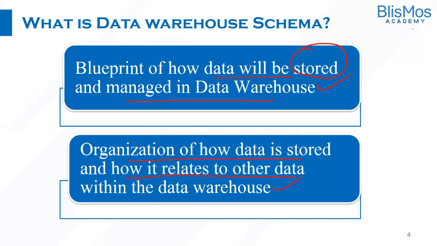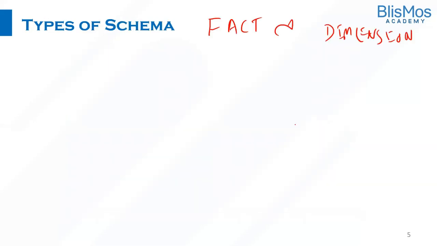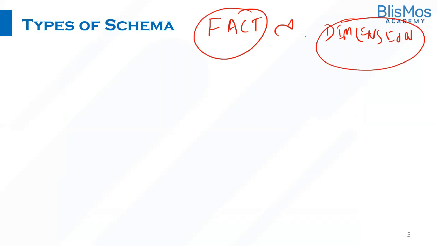If I ask you a fundamental question, how is the data stored in data warehouse? We already covered that as a part of our previous video. If you recollect, the data is stored as fact and dimension tables in data warehouse. And what did we understand as a data warehouse schema? Data warehouse schema is nothing but how the data is stored and how it relates to the other data within the data warehouse. Now that we are saying data is stored in fact and dimension tables, data warehouse schema is nothing but how the fact and dimension tables are arranged.